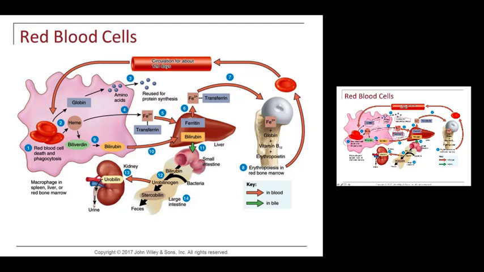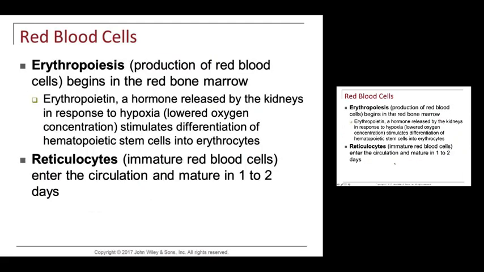Bilirubin goes into the liver, and then bilirubin is catabolized and broken down into urobilinogen, which kind of gives urine its color, and it gets catabolized further into stercobilinogen, which gives feces its color and odor as well. Okay, so that's the recycling and catabolism and breakdown of red blood cells.